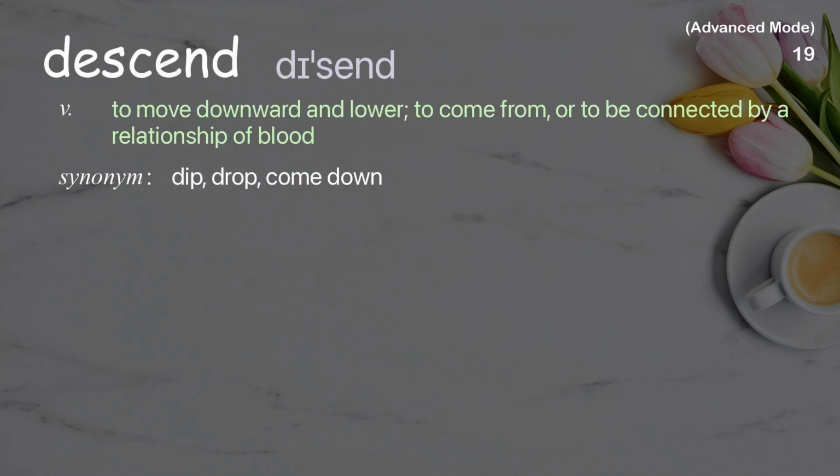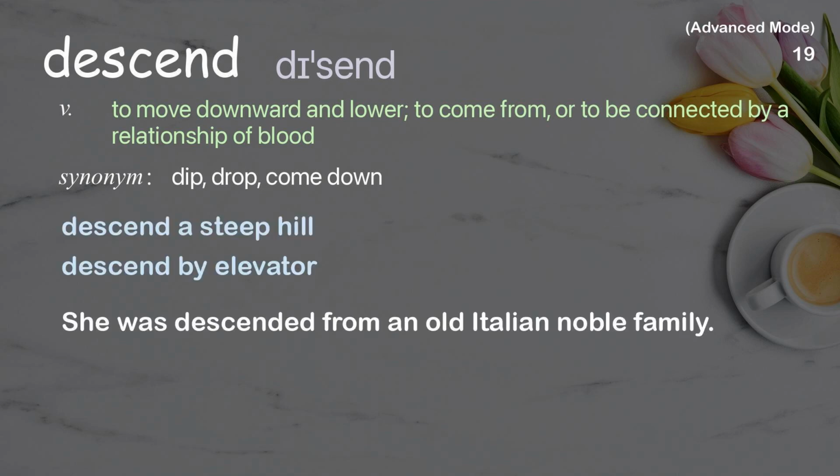Descent. To move downward and lower, to come from or to be connected by a relationship of blood. Examples: descend a steep hill, descend by elevator. She was descended from an old Italian noble family.